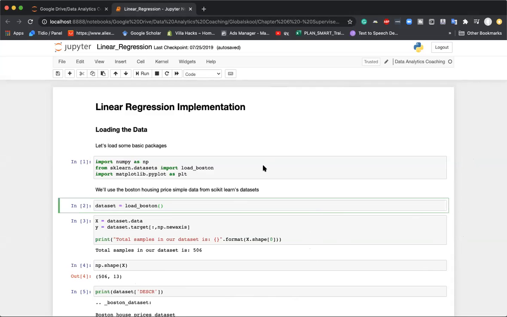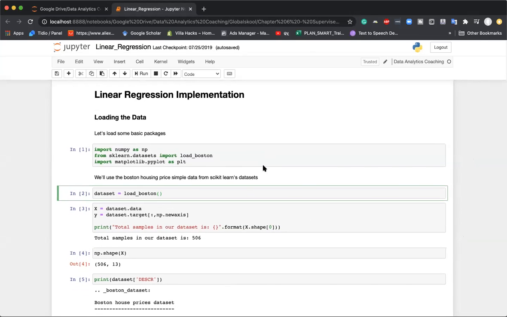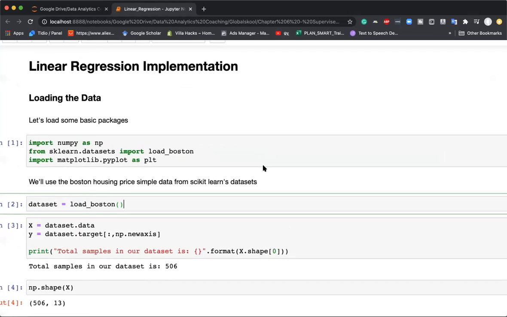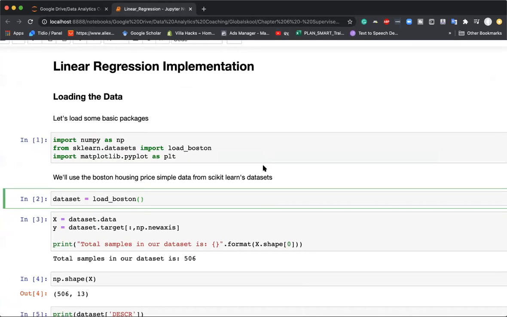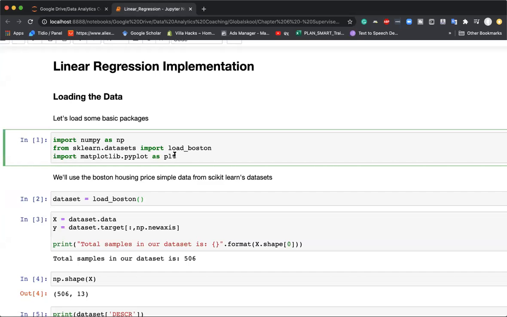Okay, great. So with this, we can start looking. Let me zoom this a little better. Okay, so we'll first load our data. We'll use the very famous Boston dataset. The Boston dataset is a house pricing dataset that is a very common example for learning linear regression.